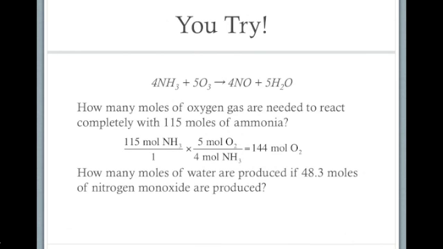For the next problem, it's going to start exactly the same way. We have 48.3 moles of nitrogen monoxide, so we put that over 1. And we're going to draw another fraction. This time, we're going from nitrogen monoxide to water. So again, we're going to do that mole-to-mole ratio, 5 water, 4 nitrogen monoxide. And so 5 over 4, those units would cancel out. We're left with 60.4 moles of water.